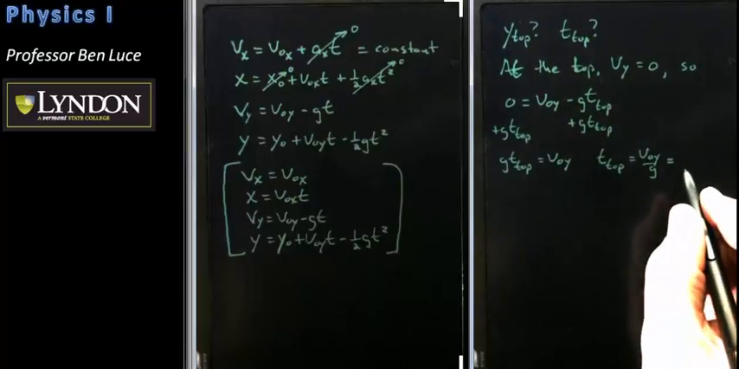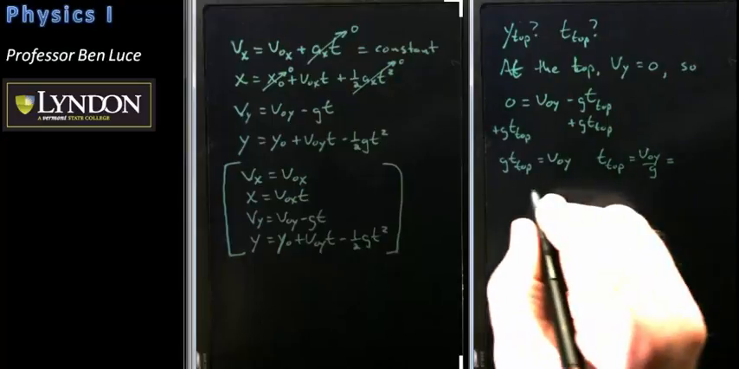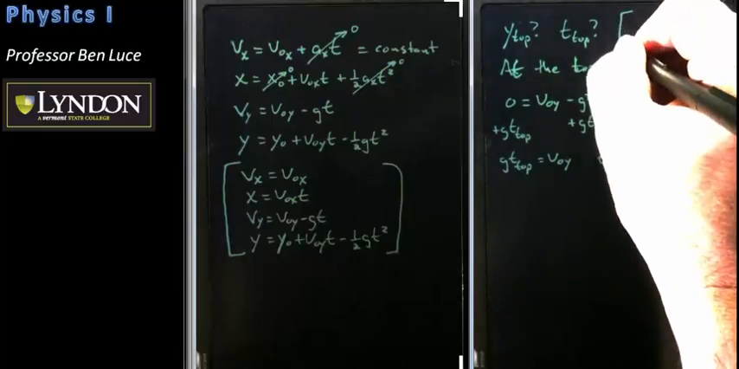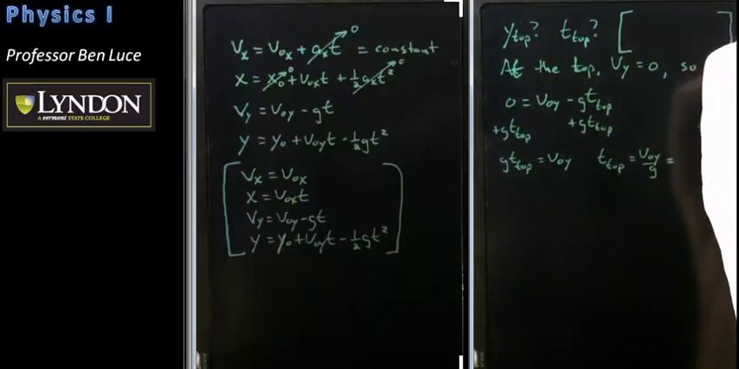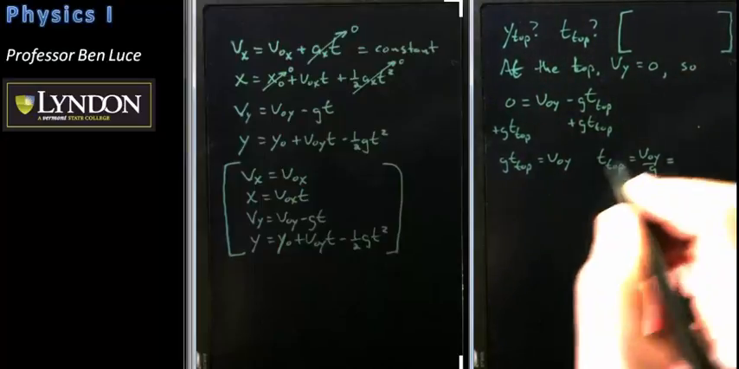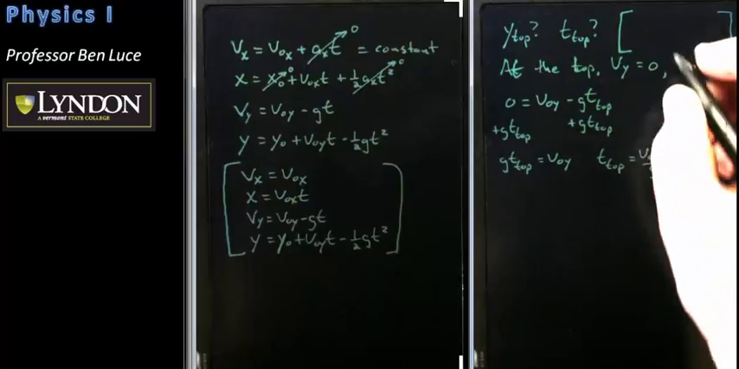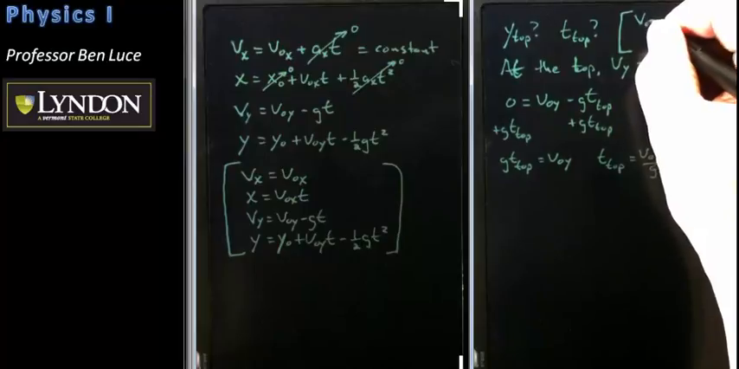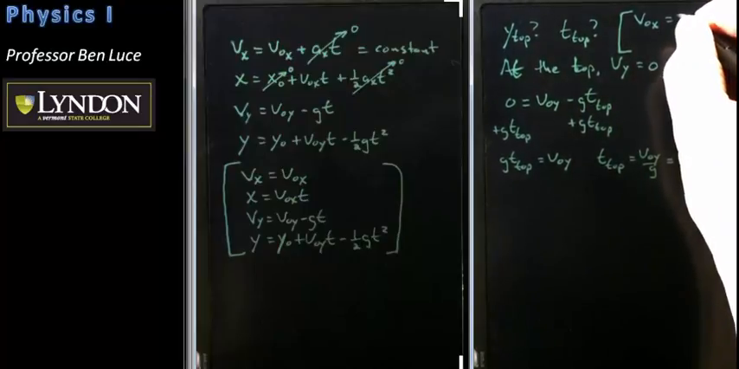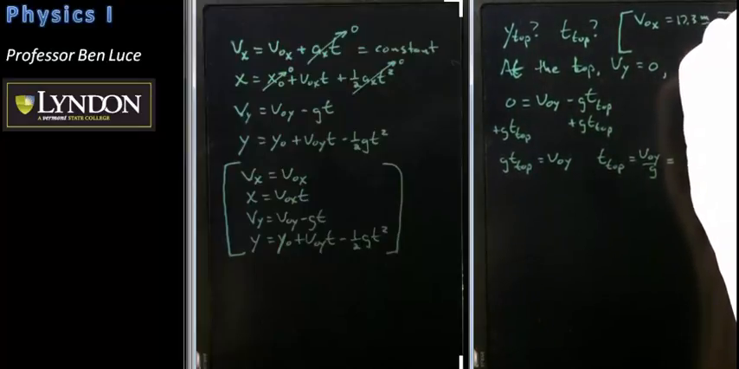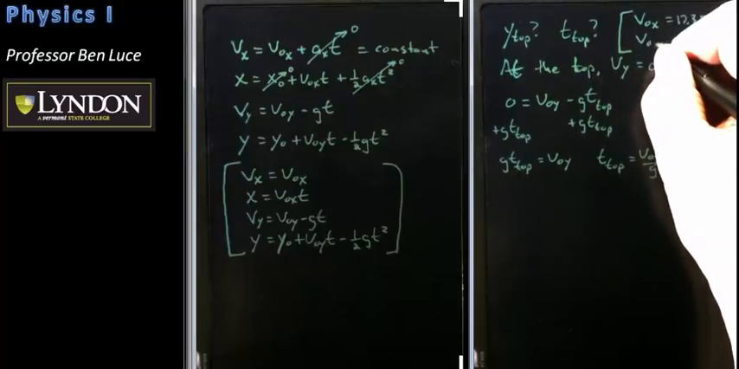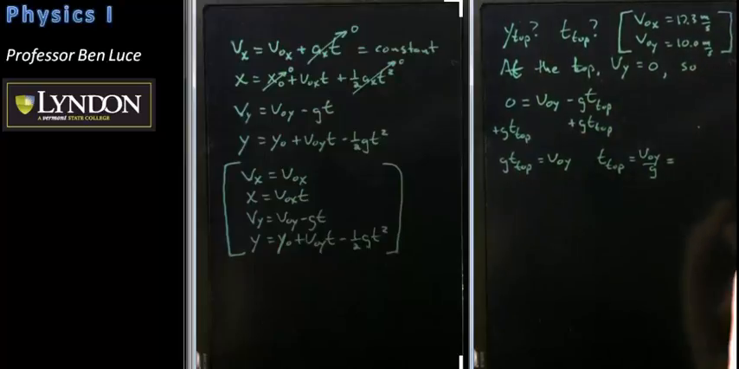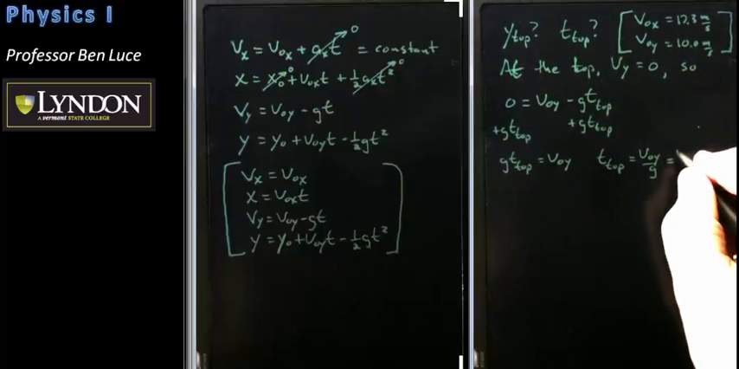Now we need v naught y, and I'm going to use the fact that from our first example we calculated v naught x and v naught y for the same angle and the same initial velocity, and so we can take over those numbers. There we found that v naught x is equal to 17.3 meters per second and v naught y is equal to 10 meters per second. So we'll simply take over those values.